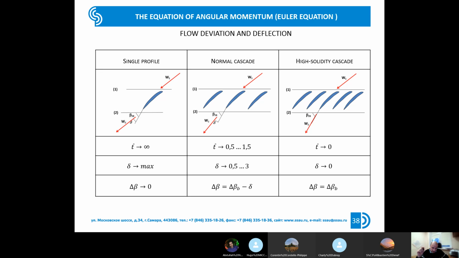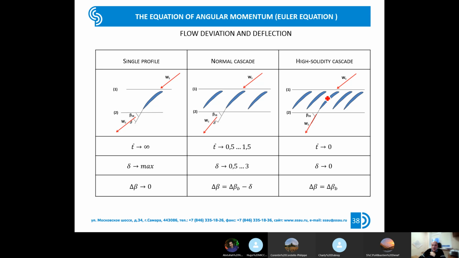Okay, a few words about the flow deviation. If you have a single profile like a wing profile, the profile will turn the flow, but if the profile separates very soon, the direction of the flow will go back. Finally, you do not receive delta beta. Finally, you do not turn the flow.